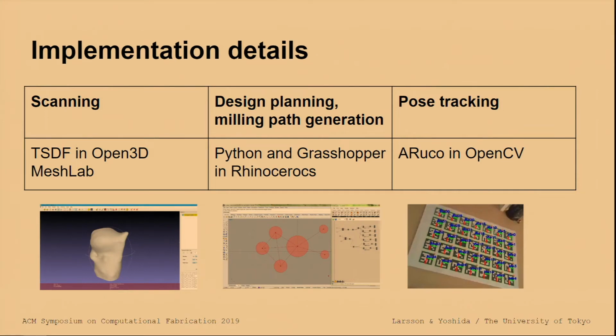And yeah, shortly about implementation details. We use multiple image capture for making the scan of the branches. The design planning and milling path generation is made with Python and Grasshopper inside Rhinoceros. And for the pose tracking we use ArUco markers in OpenCV.